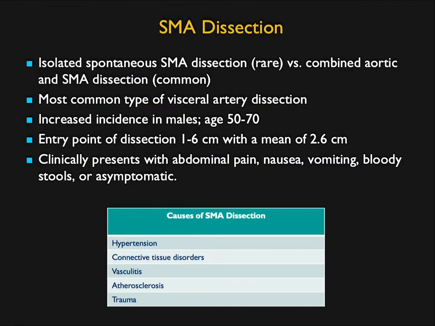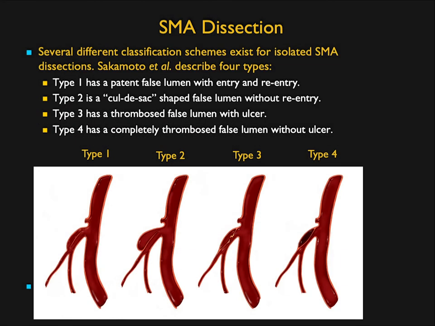Now, one other thing with the SMA is you can see dissection, isolated and combined aortic, extending into the SMA. It's the most common type of visceral artery dissection. Elderly males or older males, 50 to 70. Again, abdominal pain, weight loss, and the like are all going to be possible. People talk about 4 types of dissection. I just want to pick out one, but type 1 through type 4, you can see it here and read.